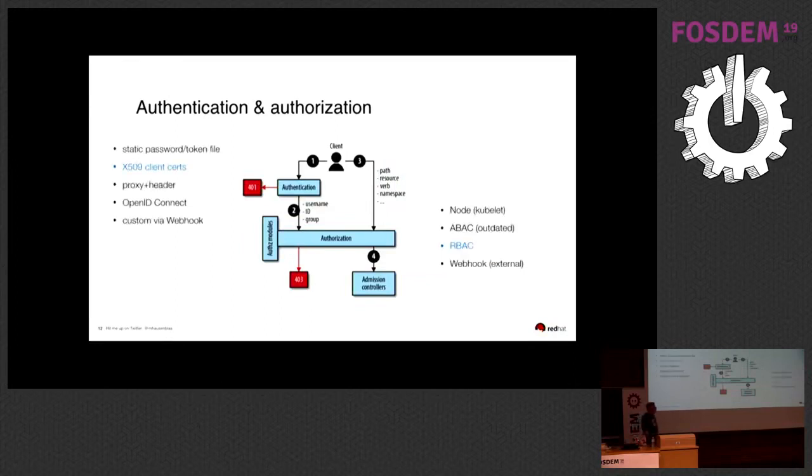There are many there. I have highlighted the ones that in the general case are the preferred ones, X509 certs and RBAC. ABAC is kind of outdated, and you really want to use RBAC. It's role-based access control, where you have a fine-grained way to say what the application is allowed concerning certain resources like pods and services and so on and so forth.